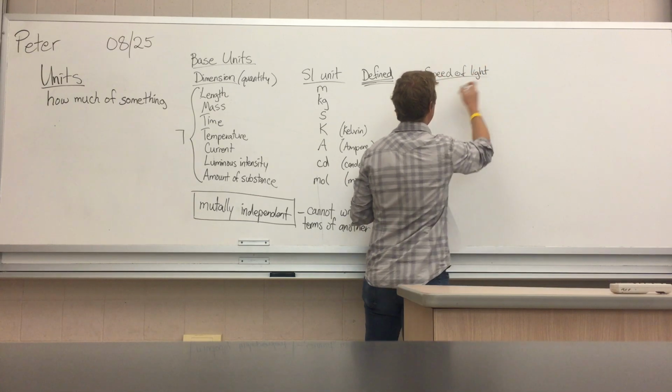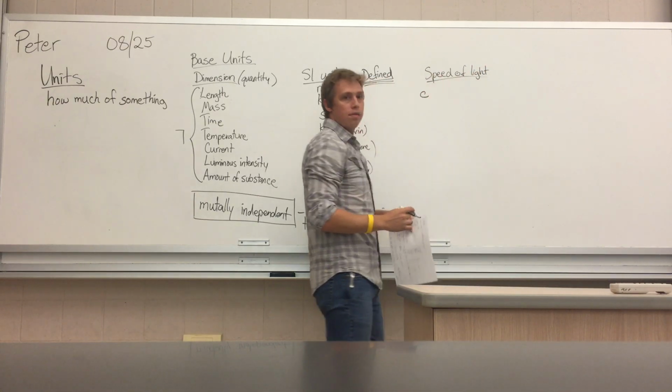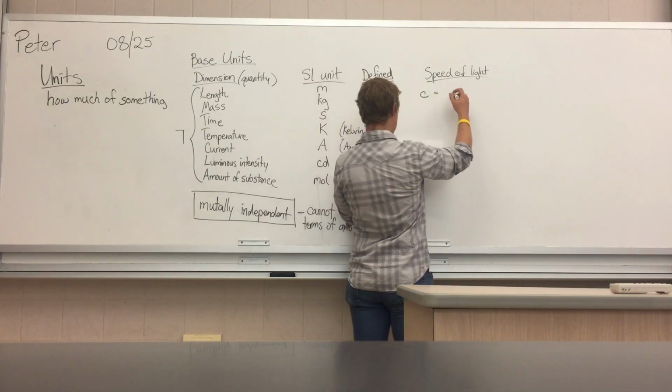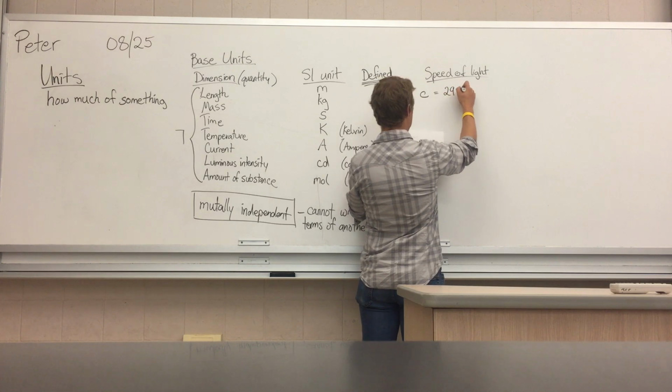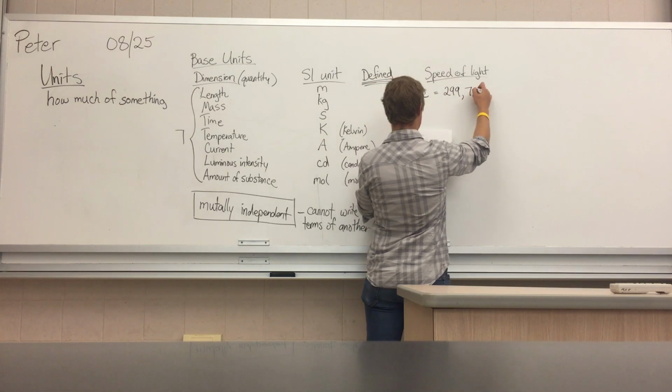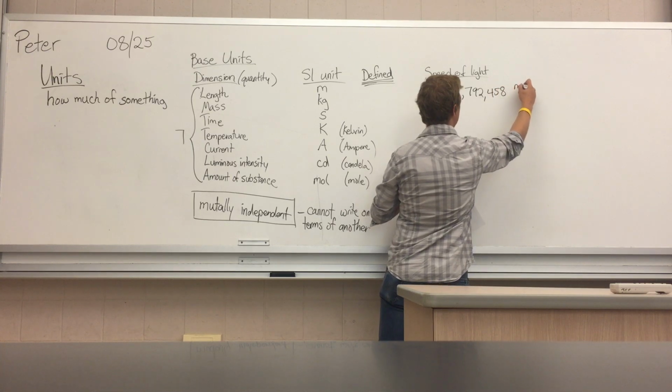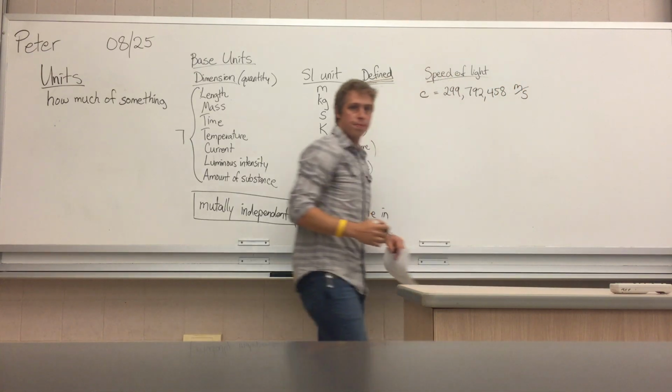You may not know the value, but I mean you've heard of it. So speed of light, we use C, the symbol C, that's for historical reasons. And let me tell you what C is. C is 299,792,458 meters per second. Okay?